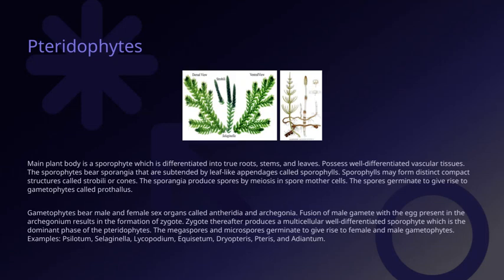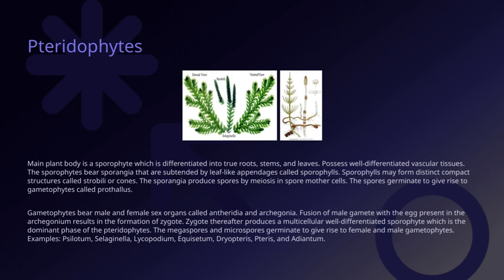Now, let's look at the reproductive structures of pteridophytes. The gametophytes, which are the haploid phase, bear both male and female sex organs. The male organs are called antheridia, and the female ones are called archegonia. When the male gamete from the antheridium fuses with the egg inside the archegonium, it results in the formation of a zygote. This zygote then develops into a multicellular, well-differentiated sporophyte, which is actually the dominant and most visible phase of the pteridophyte life cycle.